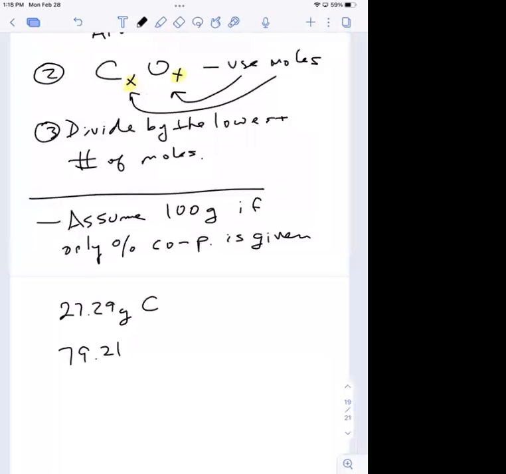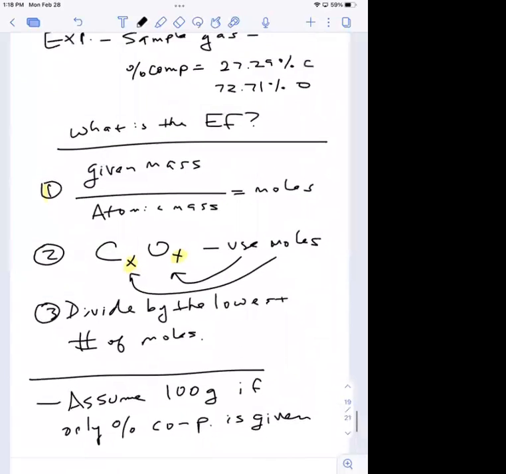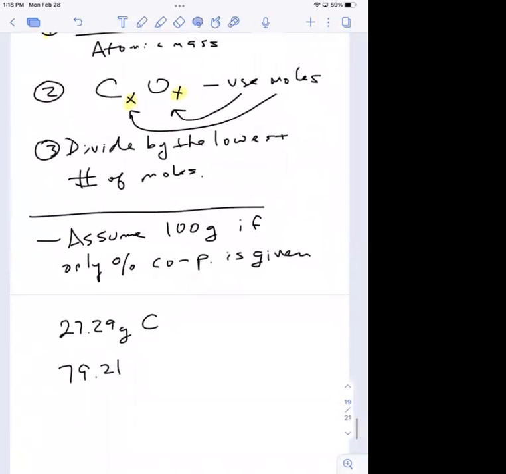79.21. No, I was right the first time. 72.71. Come on, Russell.